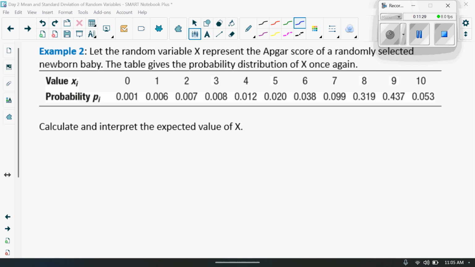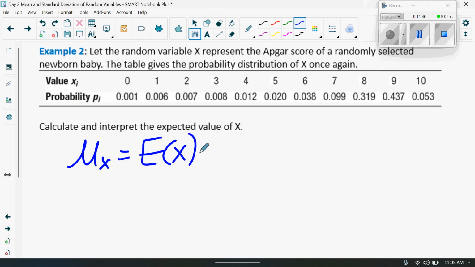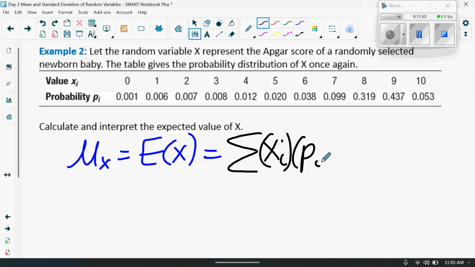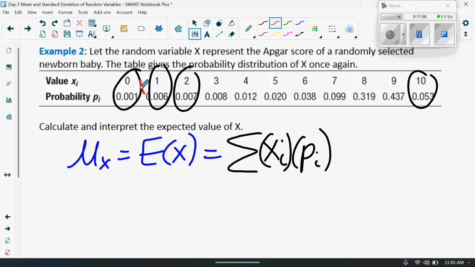Now, if you scroll down, I would like you guys to do this example. I just want to mention again that you don't have to write out all the terms because there are so many, right? There are 11 terms. So what you're going to do is just write your formula, mu of x equals E of x. You can copy it right off the reference table: sigma x sub i times p sub i. So this just means multiply, multiply, multiply, multiply, add.